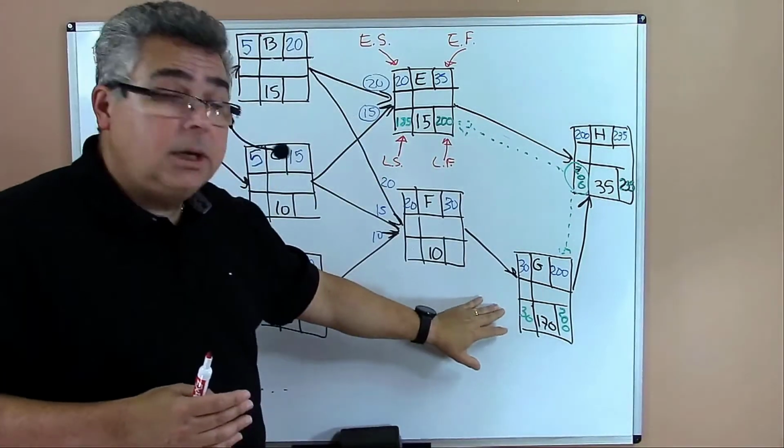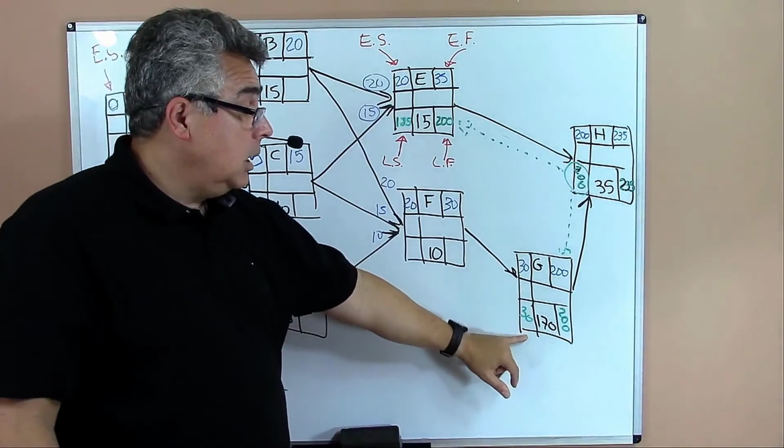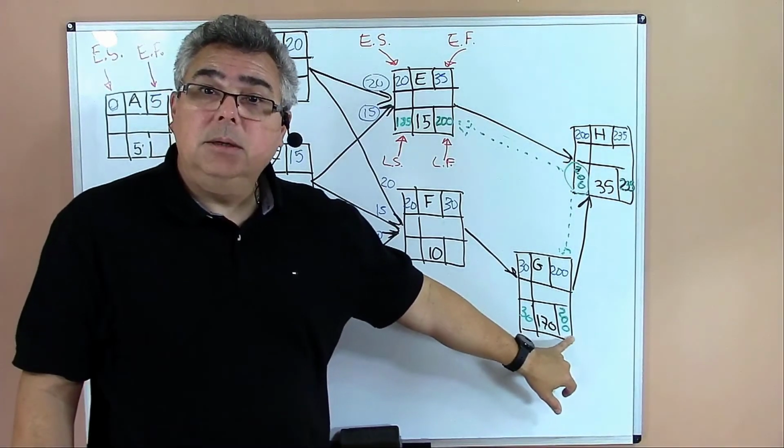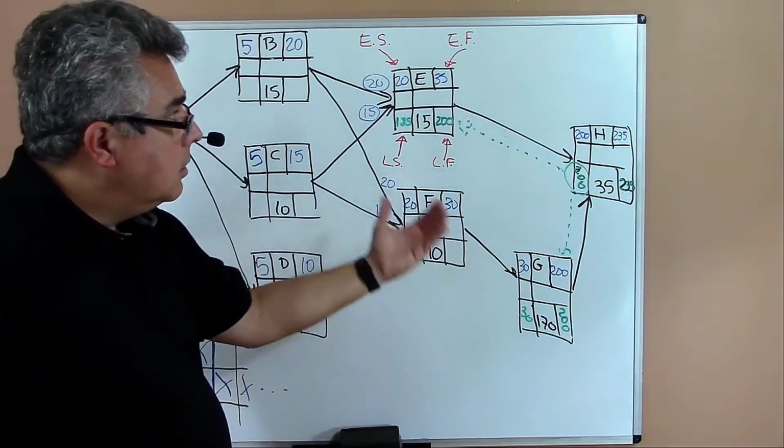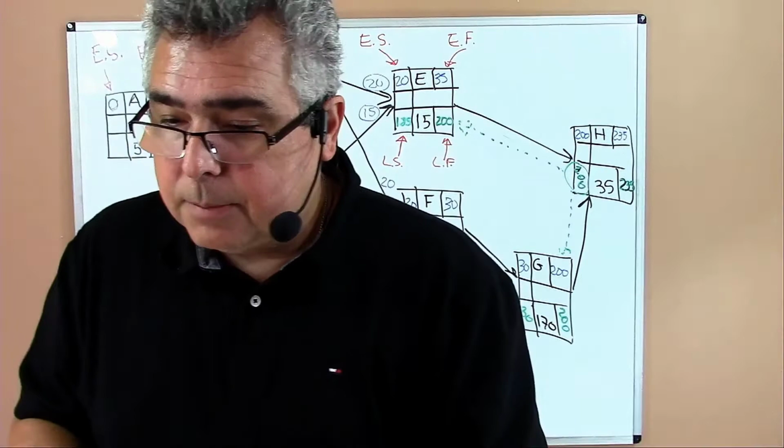For task G, no. Task G has no room, has to start on day 30 and finish on day 200, okay? And is that okay? Let's go for some questions here.